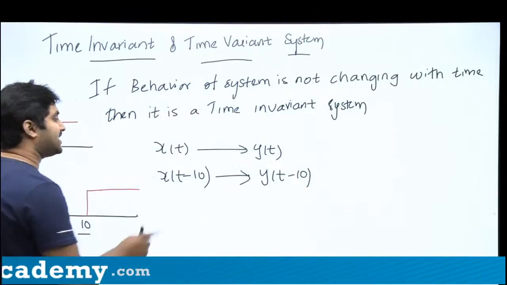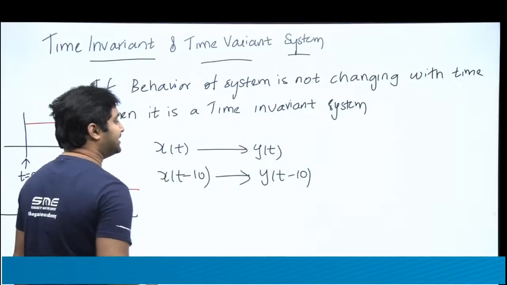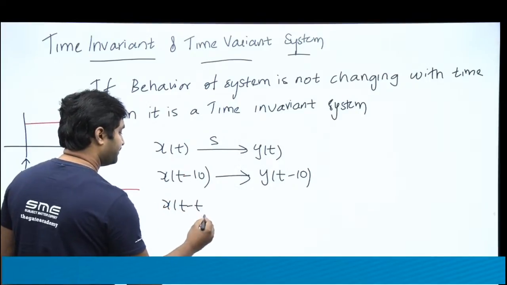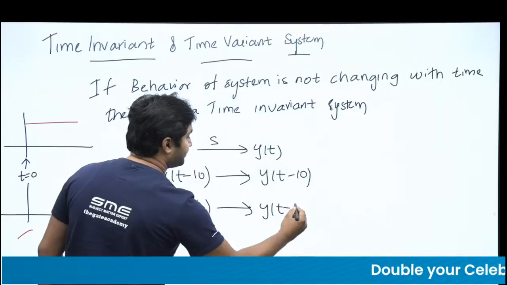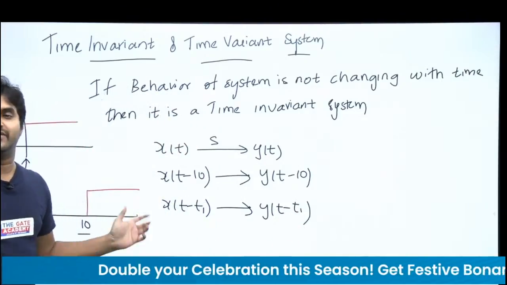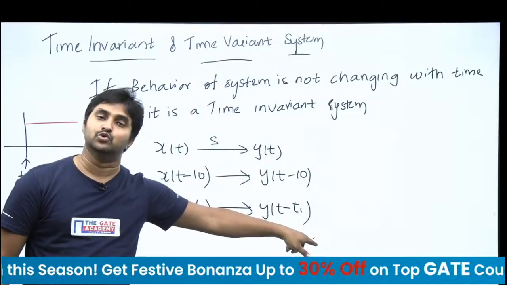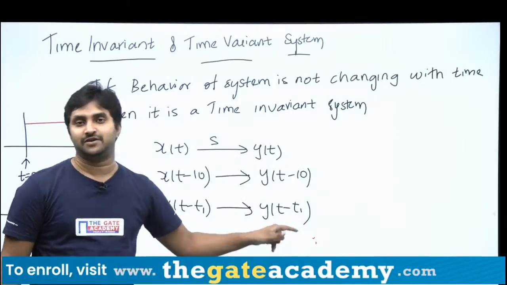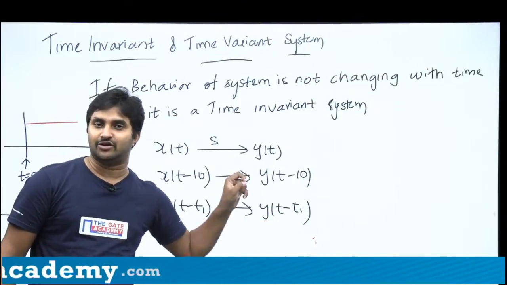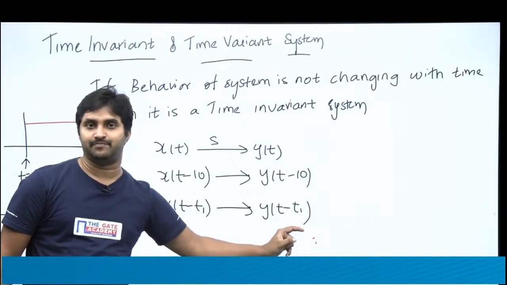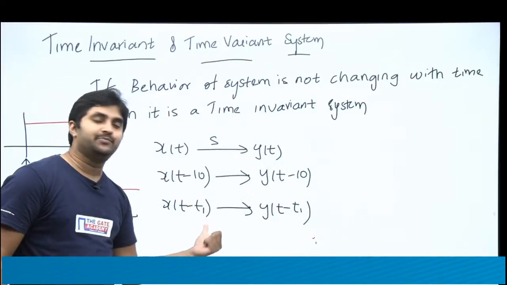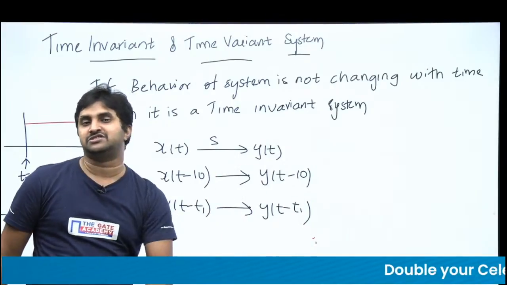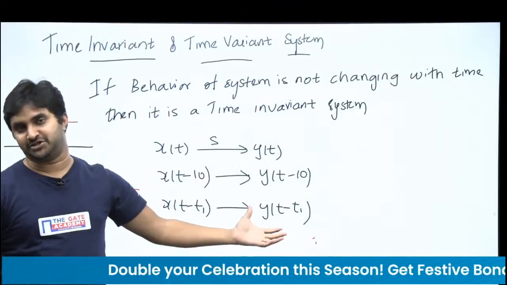So in general we can say, if the system is time invariant, x of t gives y of t, then x of t minus t1 has to give you y of t minus t1. If this is satisfied, then we can call the system a time invariant system. The delayed input is leading to delayed output. This is how we mathematically approach it.